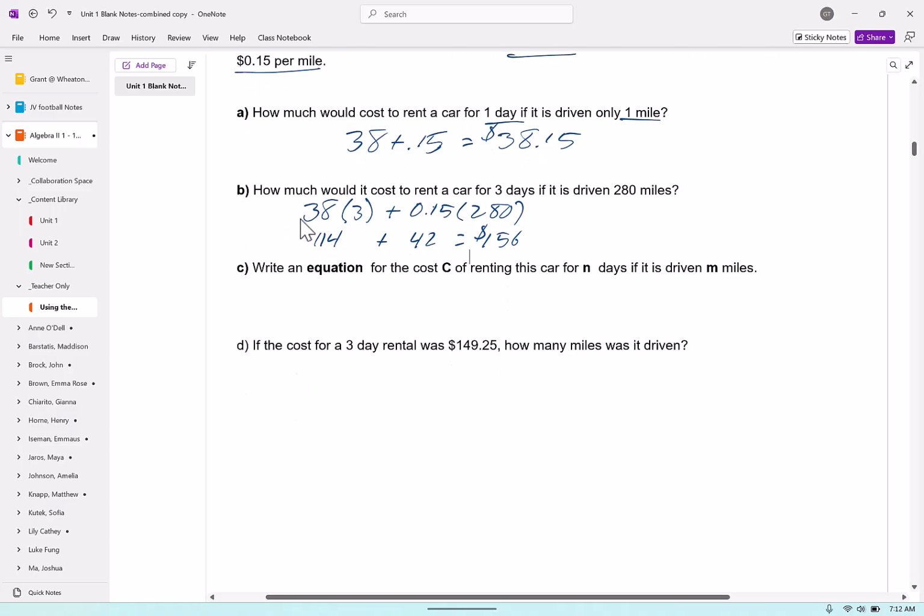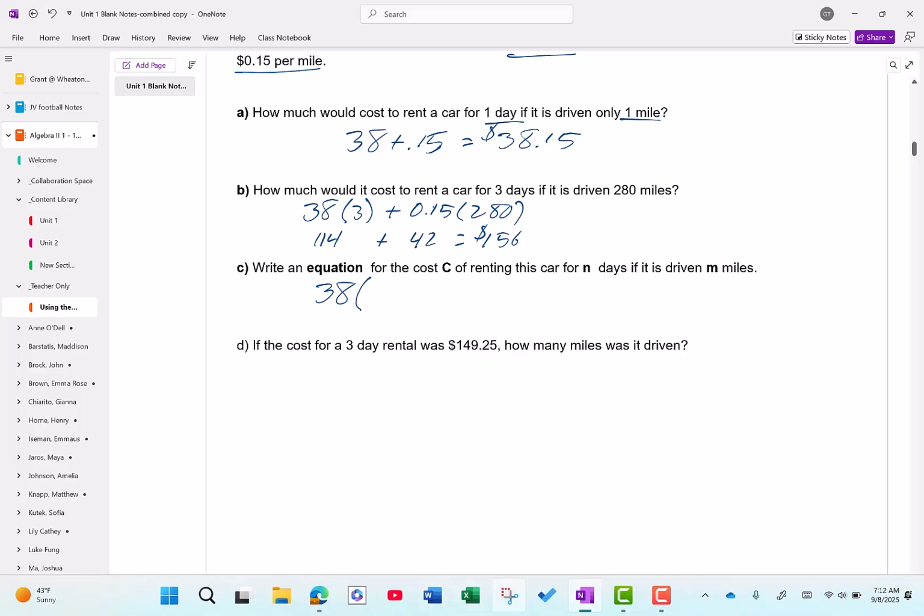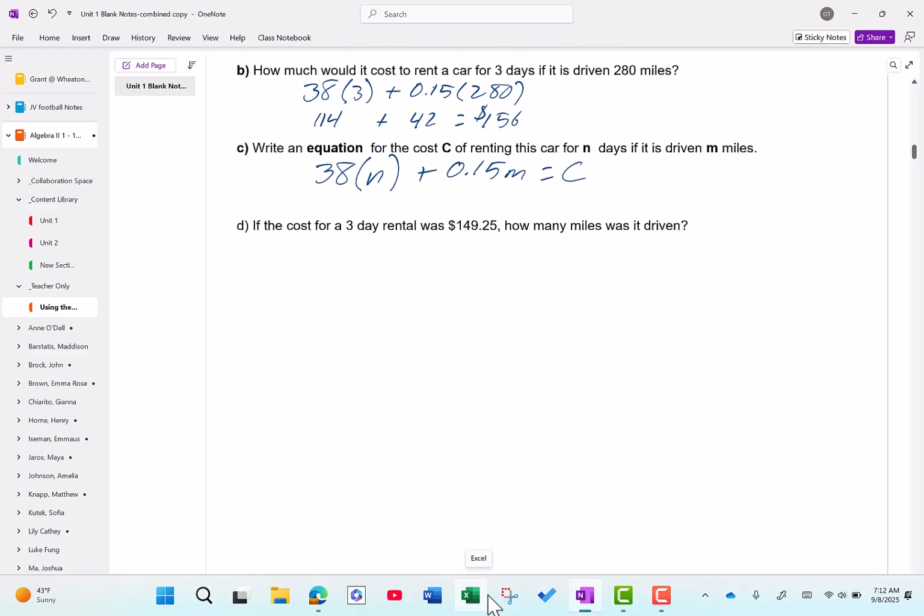Again, I can look and see the consistent numbers I'm going to put in my equation as those numbers. So I see 38, but what has changed? I went from 1 day to 3 days, so I need to put a variable in for that. That would be n, plus 0.15 and the number of miles, and that's going to equal c. I put parentheses around the n. Again, it could just be 38n. That's completely fine.